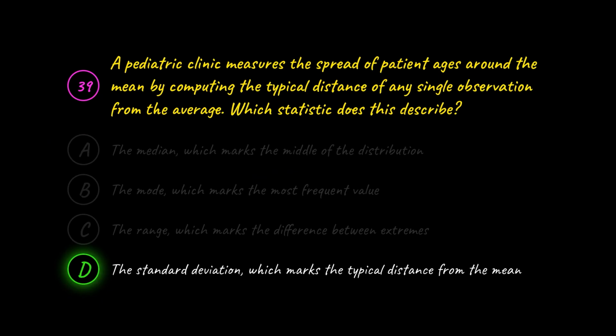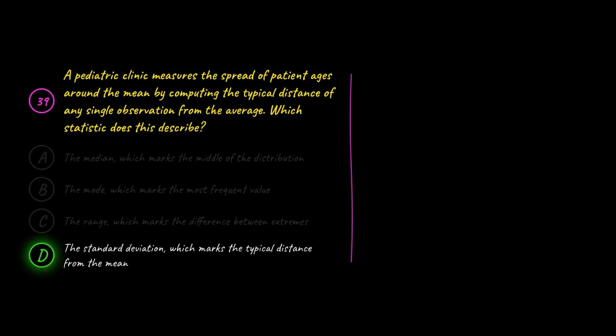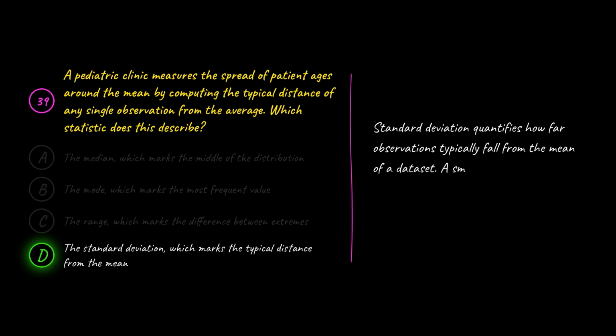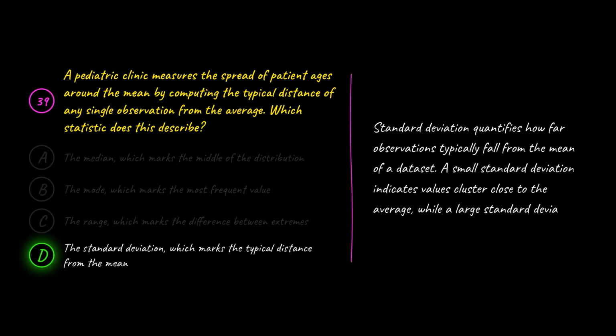The correct answer is D. The standard deviation, which marks the typical distance from the mean. D is correct because standard deviation quantifies how far observations typically fall from the mean of a data set. A small standard deviation indicates values cluster close to the average, while a large standard deviation signals wide spread. The clinic's interest in typical distance from the average is exactly what standard deviation reports.